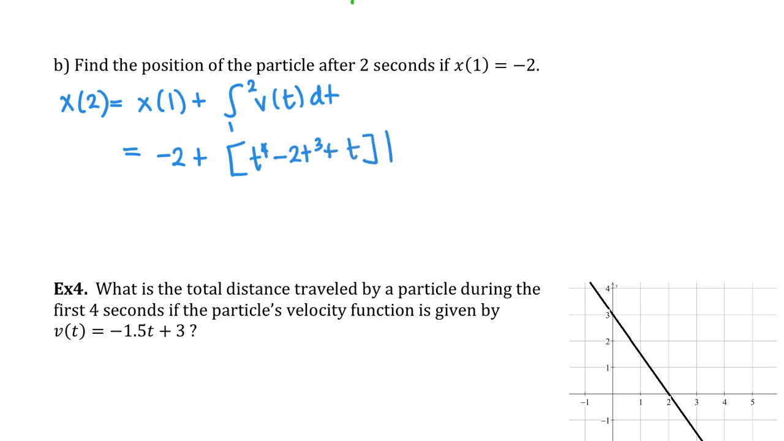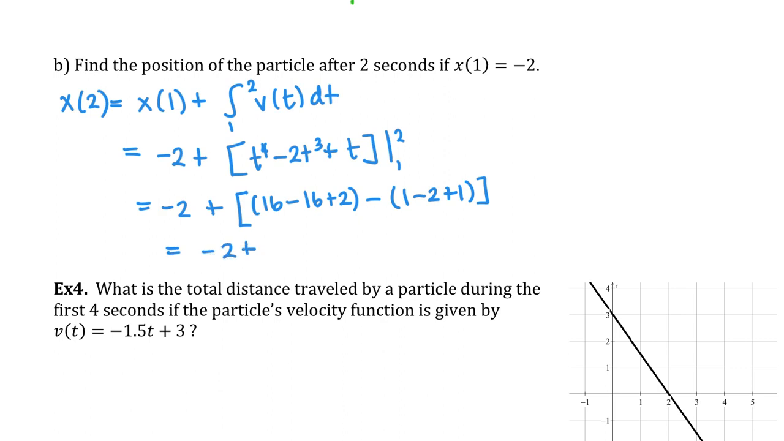Okay, and I'm going to evaluate it from 1 to 2. What is that? That's 16 minus 2 times 8, 16 plus 2 minus 5. Plug in 1: 1 minus 2 plus 1, negative 2 plus 2 minus... 0. So x of 2 is going to equal 0.